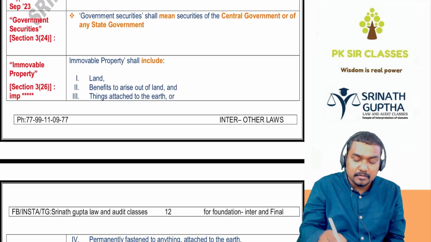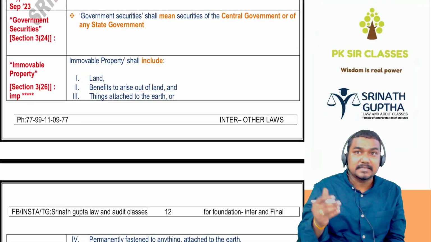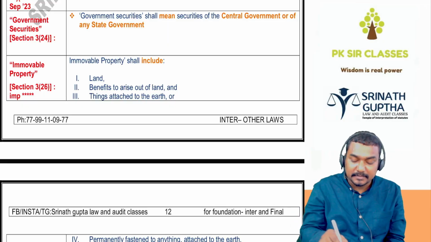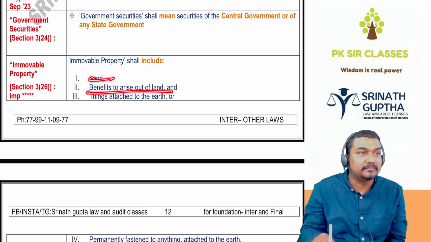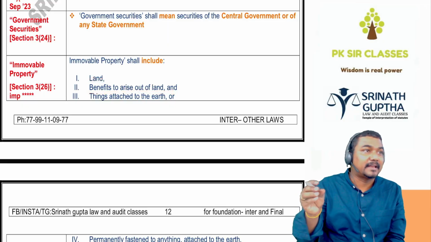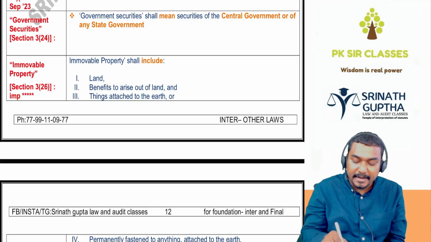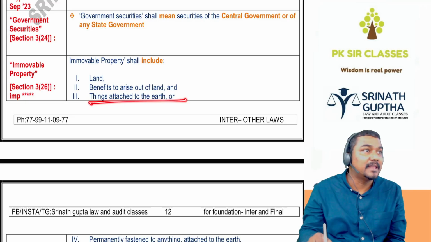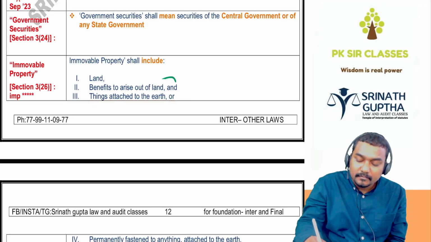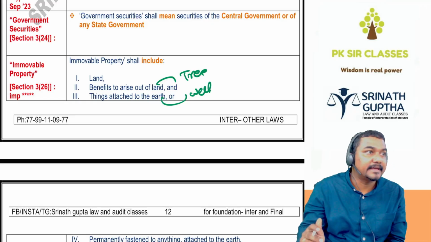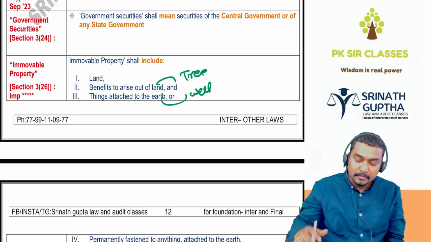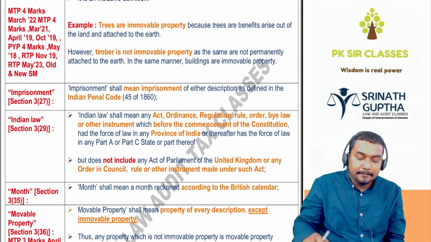Immovable property includes land. If you purchase immovable property, we will get the land and benefits arising out of the land. For example, in the land, one tree is there. We will also become the owner of the tree. And things attached to the earth, like a well. Clear? So next, imprisonment.